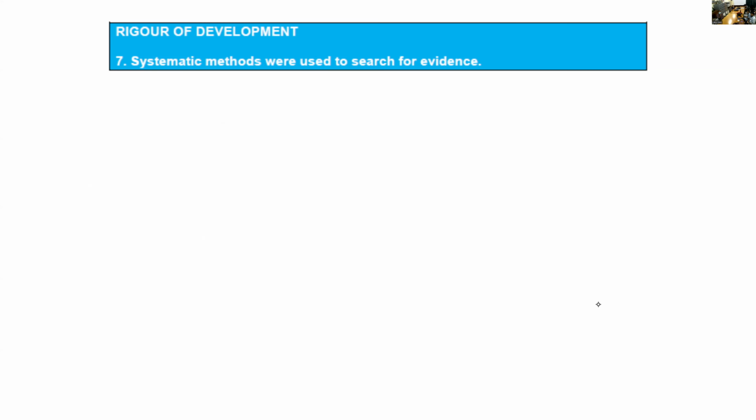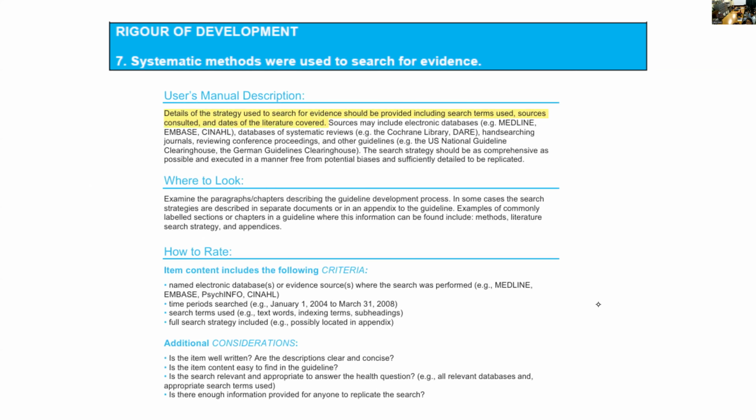Next is systematic. The first question in that is: systematic methods were used to search for evidence. So we are expected to look at details of the strategy used to search for the evidence: named electronic databases, time period, search terms used, and full search strategy included.